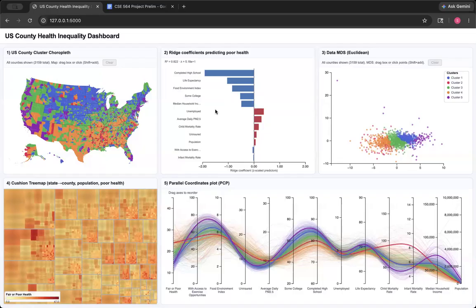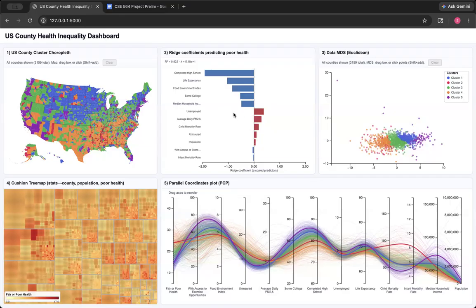On the positive side, we can see that unemployment has a positive coefficient. Counties with higher unemployment tend to have higher poor health rates. And average daily PM 2.5, which is pollution, suggests that air pollution may be associated with worse health. And similar logic can be applied for child mortality rate and uninsured rate.